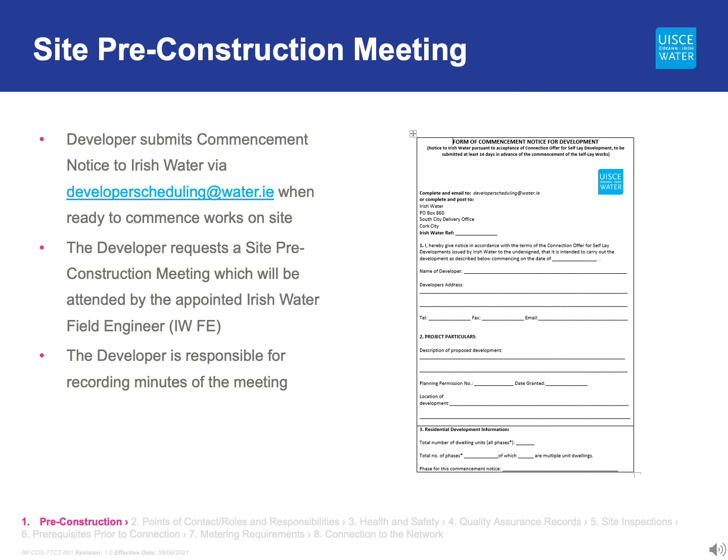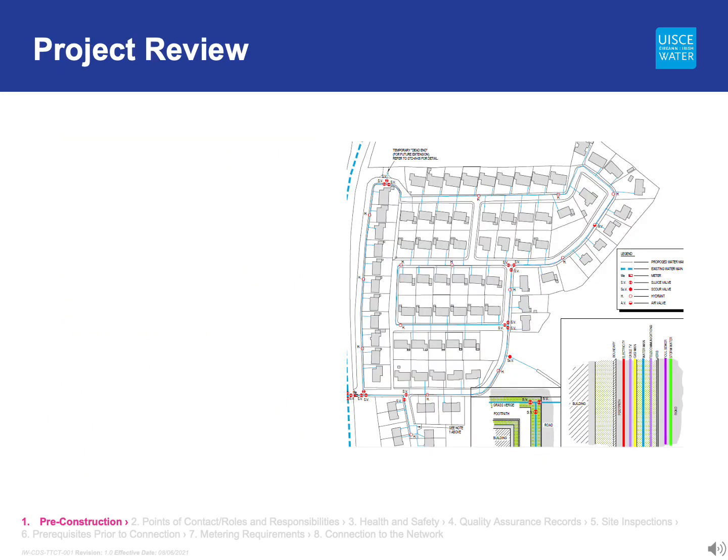The developer is asked to provide the field engineer with a hard copy of the drawings detailing the proposed water service works. During the site pre-construction meeting, the field engineer will review the specifics of the project with the developer and key personnel. The developer is required to outline the sequence of the construction programme and any phasing requirements during the meeting. The developer should provide a planned connection date at this meeting.